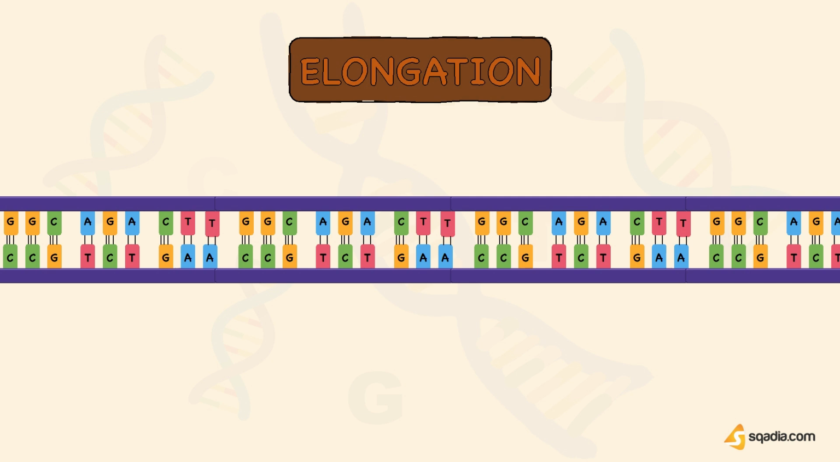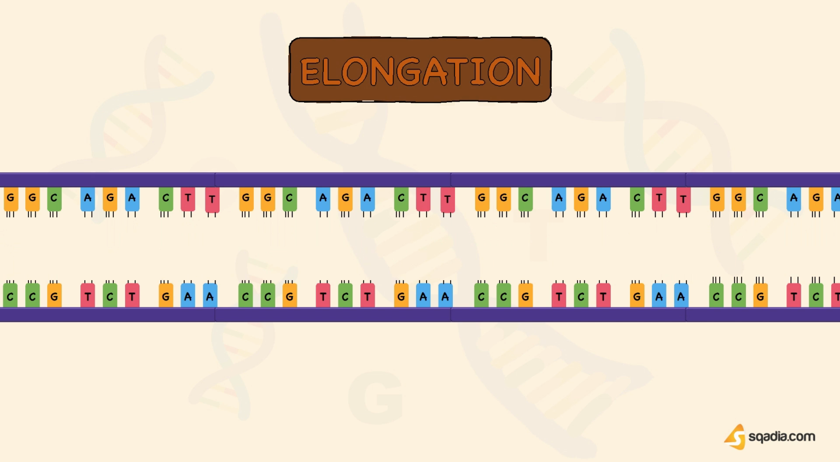Here are the two strands of DNA. One is the template strand. The template strand is also known as the antisense strand. And the other strand is the coding strand. Now the RNA will be formed from the DNA template.